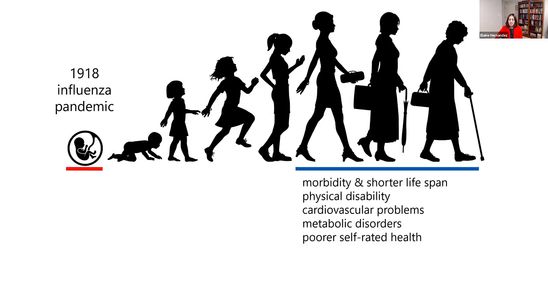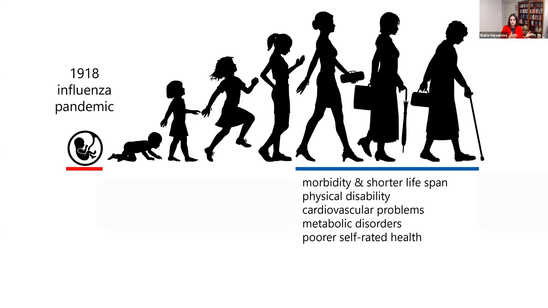We know that this has been tied to higher rates of morbidity, a shorter lifespan, to physical disability, and specifically cardiovascular problems and metabolic disorders. And I'll explain some of the physiological processes and reasons why those in particular are what we are observing later in life. But then overall poor self-rated health, which is just, as we all know, a global measure of overall health in the life course.